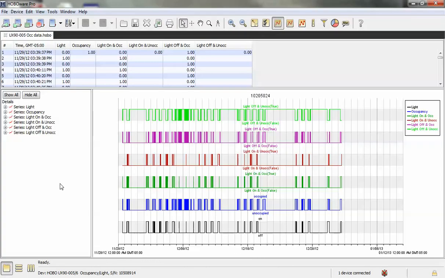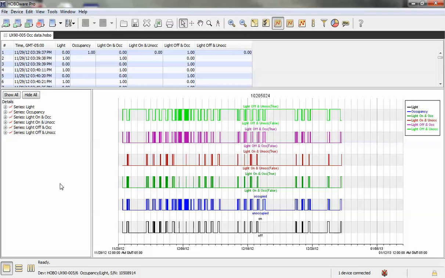The logger was set up in what we call state mode, where it's recording down to a 1 second granularity when the lights are off or at state zero, or when they're on at state one. Same with occupancy. Unoccupied would be zero, occupied would be a one. This data is very interesting, but it takes a little bit of decoding if you wanted to really get a good picture of your space being monitored.